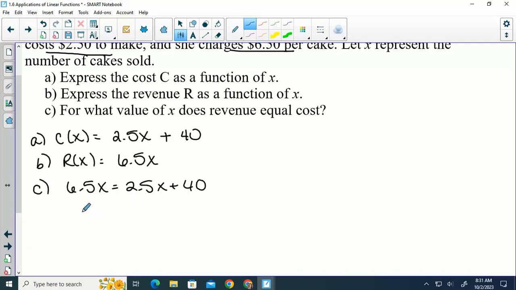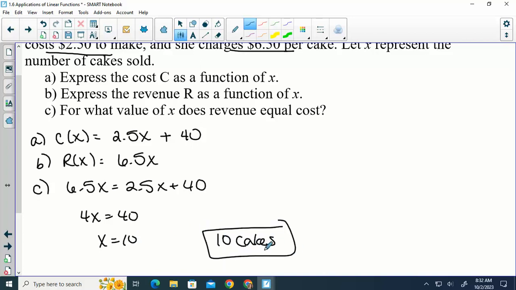So we'll subtract over the 2.5. X is 10. So she has to sell at least 10 cakes to break even. More than that, she makes a profit. Any questions there?